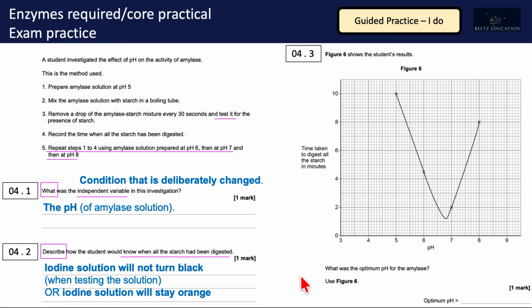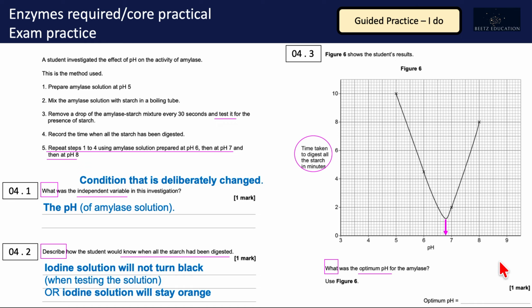And finally, in this third question related to the graph, I've got to select what the optimum pH is for amylase. Now, I've got to look at the y-axis to help me do this. A lot of students make the mistake of just picking the highest point on the graph. No, no, no. The y-axis has time taken to digest all the starch on it. The lower the time, the faster it's been.